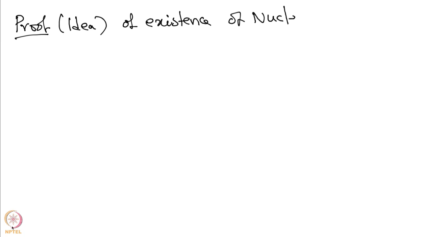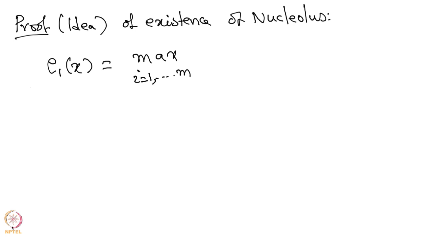Now we will try to give some ideas of the proof of the existence of the nucleolus. Of course, we will give only some ideas. Okay, so let us first remember the following thing. What is e1(x)? e1(x) is basically the maximum of all the excess functions, so it is a maximum over i from 1 to m. Recall m is 2 power n minus 1 excess functions. Maximum of all those things.